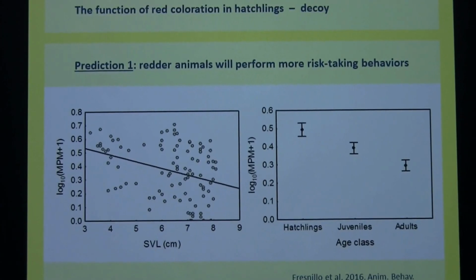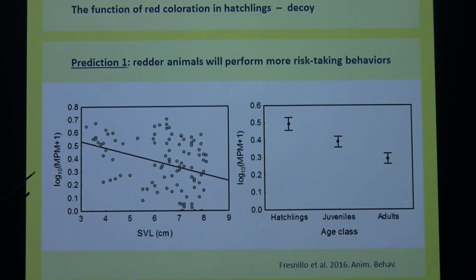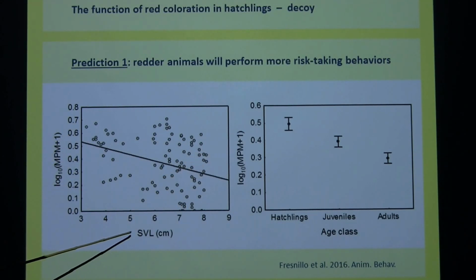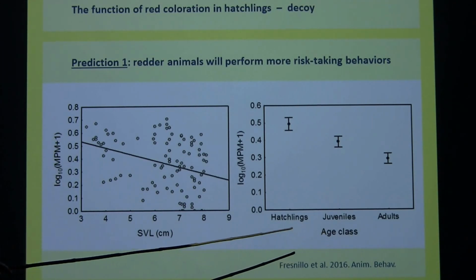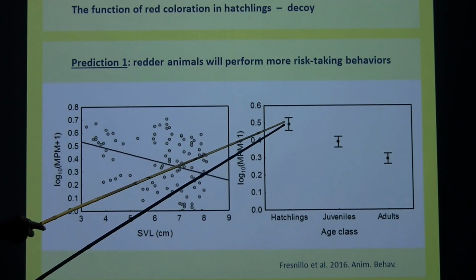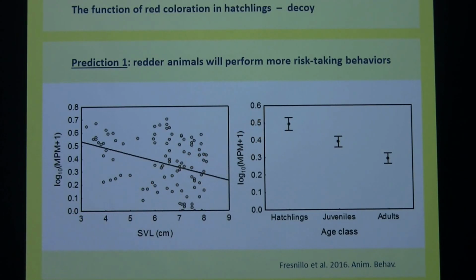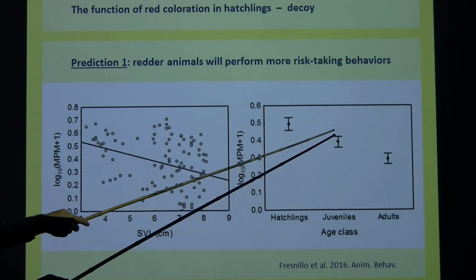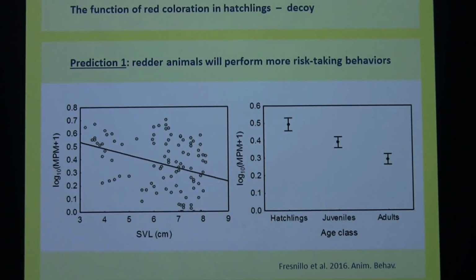Regarding the relationship between movements per minute and snout vent length, smaller individuals were more active than big ones. And when snout vent length was replaced in the model with age class, then hatchlings had a higher movement rate than adults, while juveniles had intermediate values.